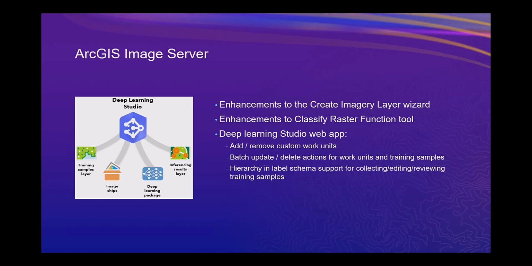So a few enhancements here. The Create Imagery Layer Wizard now supports additional raster types as input. The Classify Raster function tool also supports the Esri classifier definition file, the .ecd file, which helps you standardize your classifications across your deployment. And last but not least, Deep Learning Studio was enhanced with 3 key features that help create training models a lot easier. So add and remove custom work units, batch update and delete actions for work units and training samples, and hierarchy and label schema support for collecting, editing, and reviewing training samples.